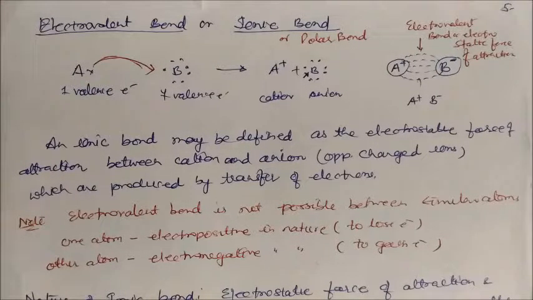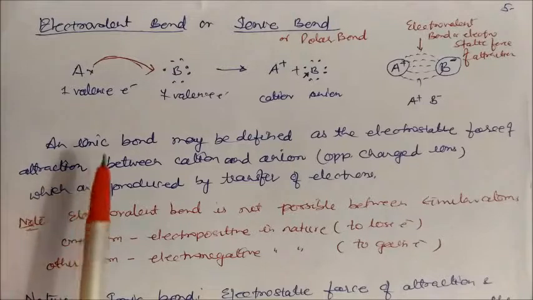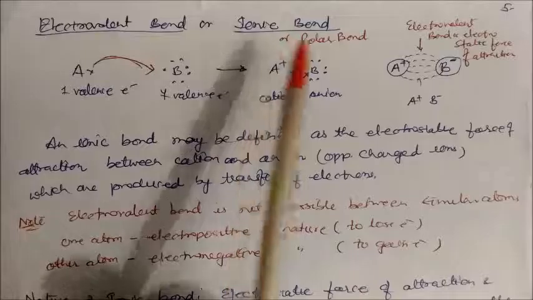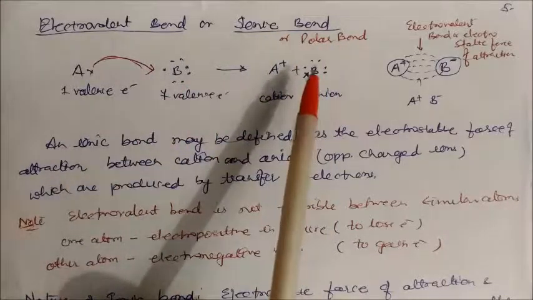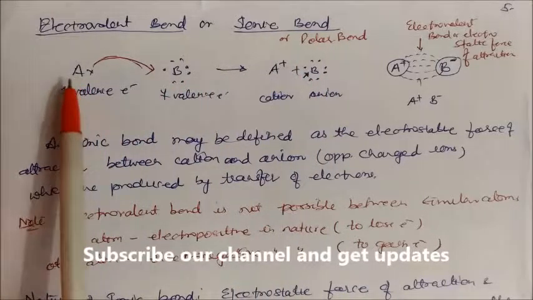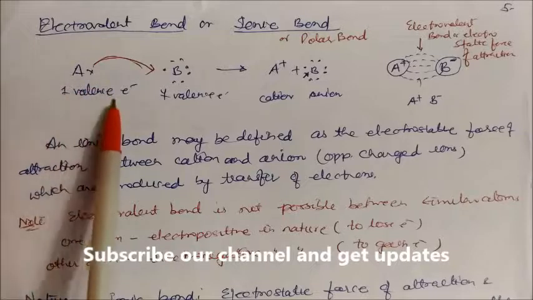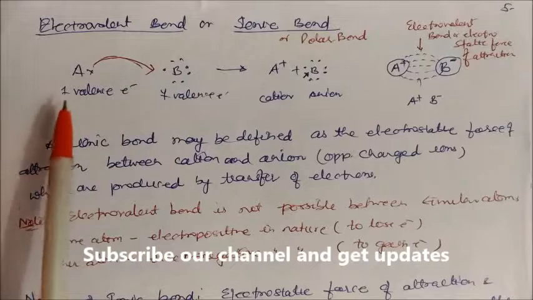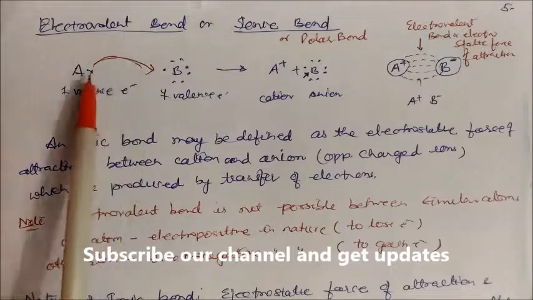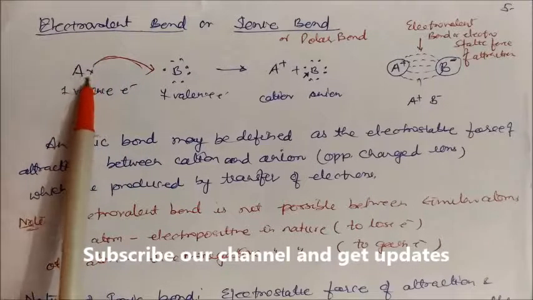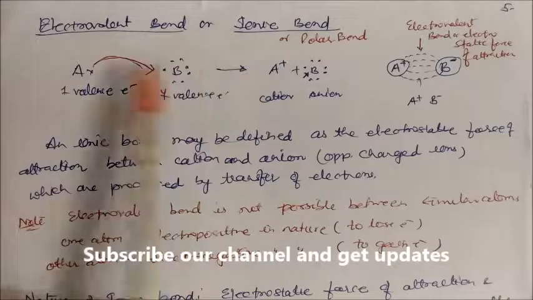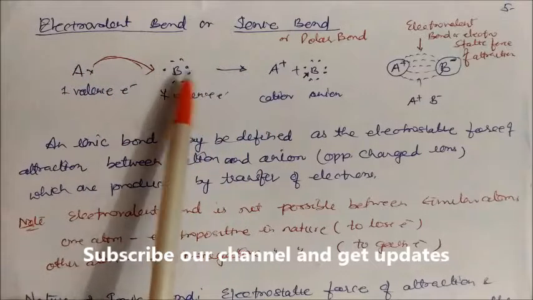Hello friends, in this session we will study the electrovalent bond or ionic bond. This ionic bond is also called the polar bond. When an element A has 1 valence electron and an element B has 7 valence electrons, one electron is transferred from A to B. On transferring, A loses one electron and becomes a cation, and B becomes an anion.